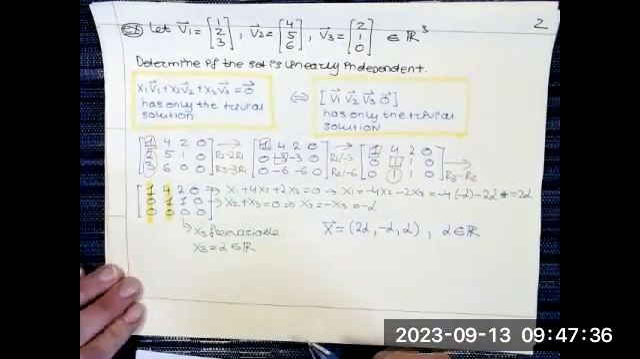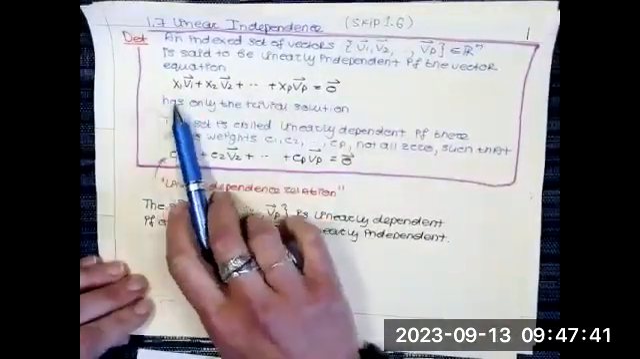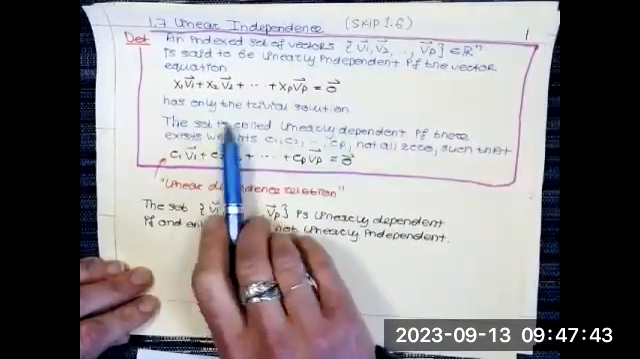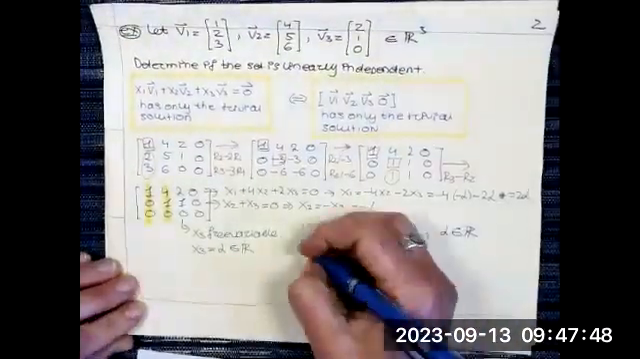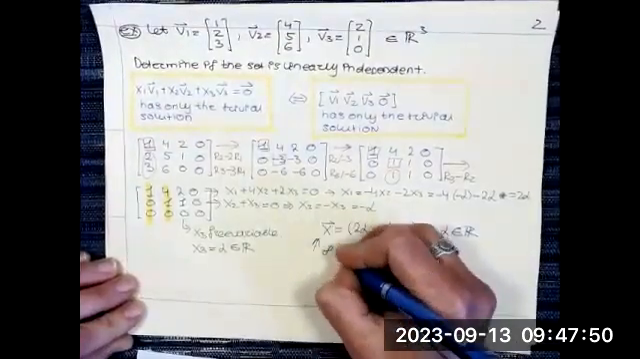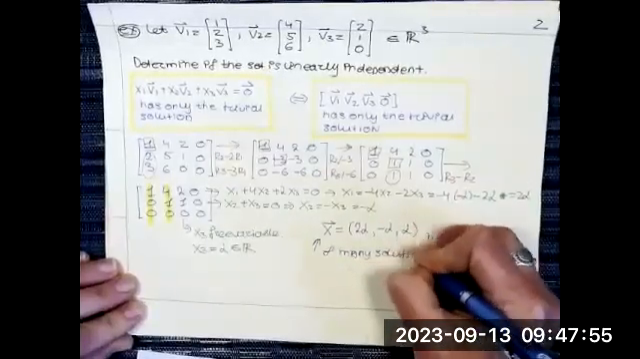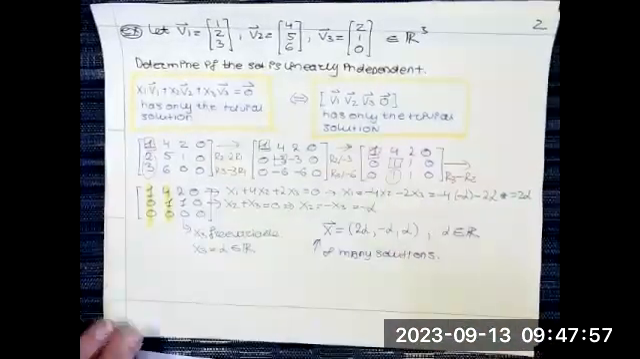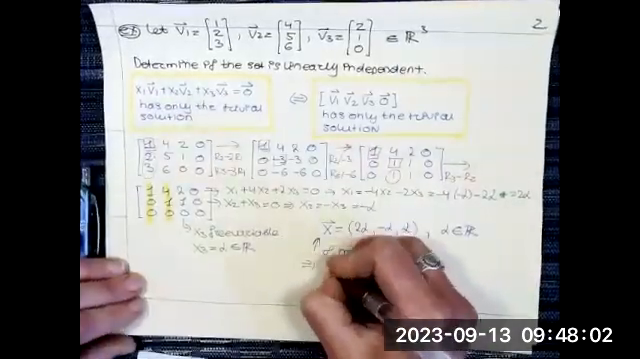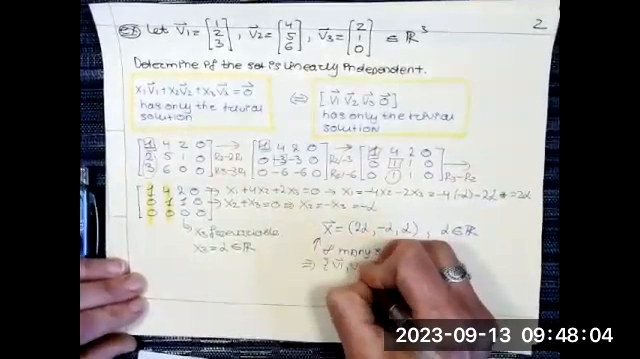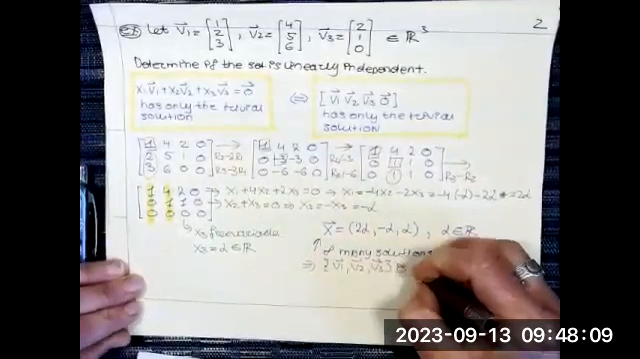So what does that mean for us in terms of linear independence? From the definition, my set is linearly independent if this vector equation only has the trivial solution, which is not the case here. I have infinitely many solutions, so not just the trivial solution. I can conclude that my set of vectors, v1, v2, and v3, is linearly dependent.